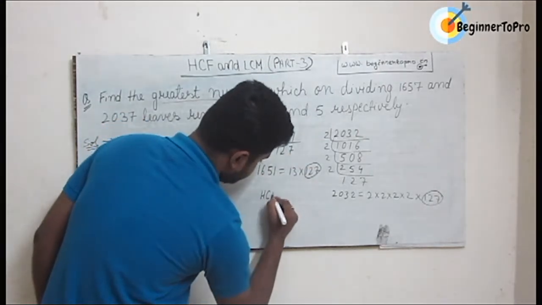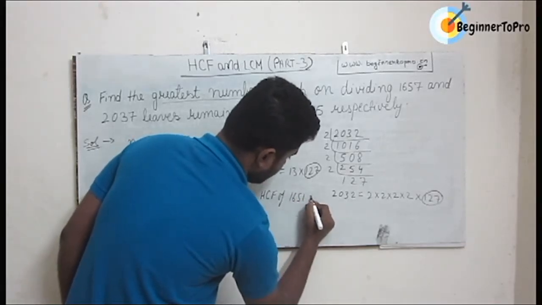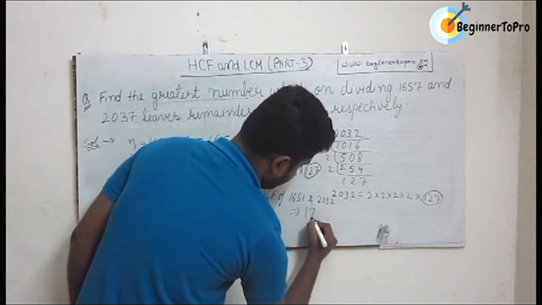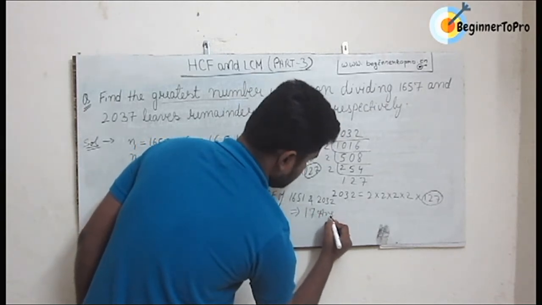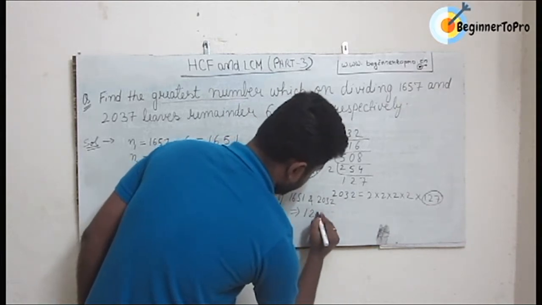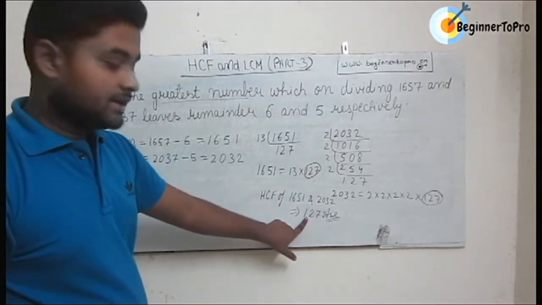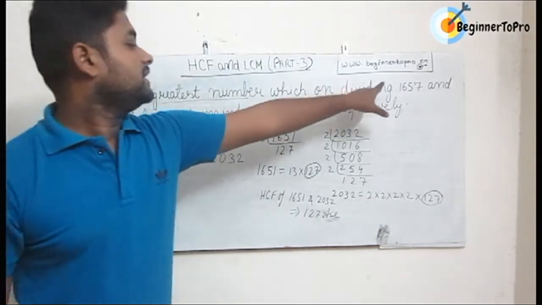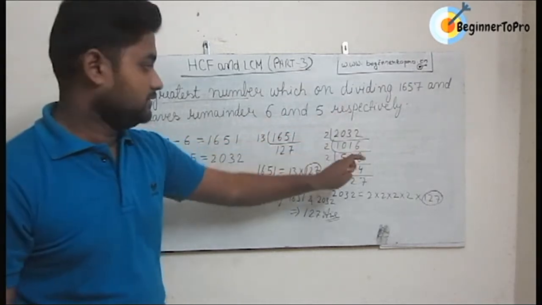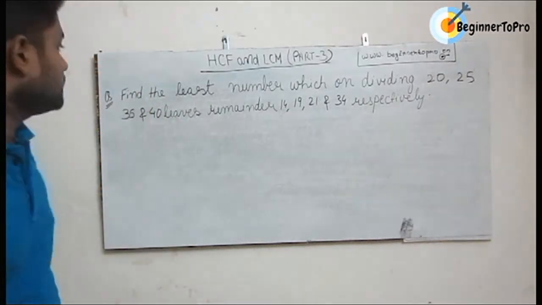So we can write the HCF of 1651 and 2032 is 127. So this is the required greatest number which on dividing 1657 and 2037 leaves remainder 6 and 5 respectively. Now we will see the next type of question.